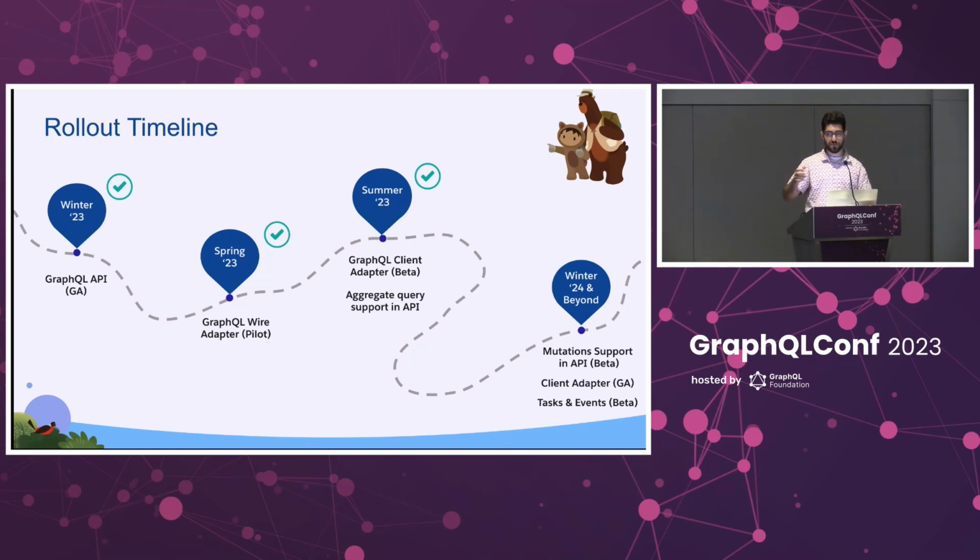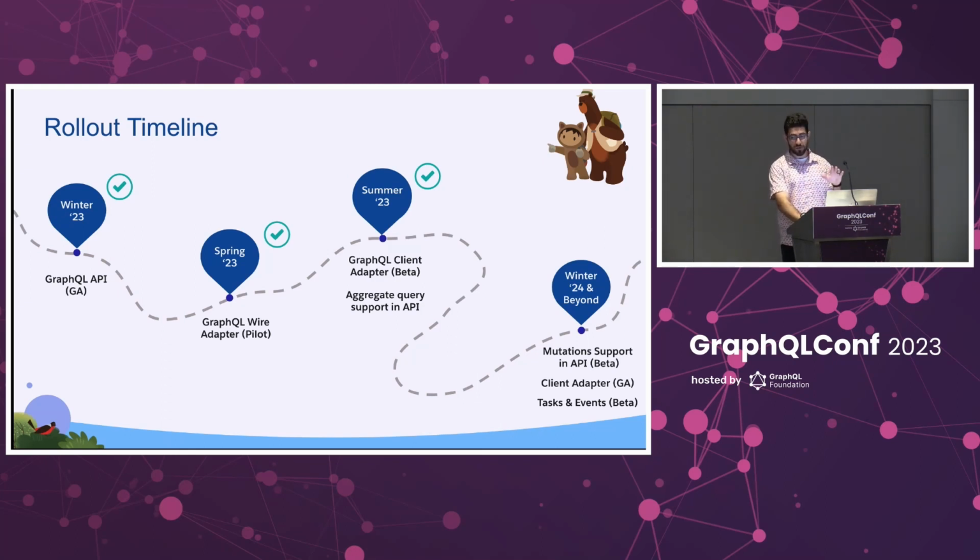So each release, we try to do a pilot, then the next release a beta, and then finally we GA. And we did the same process with the API. And so finally in winter 24, very exciting release. We have mutation support in the API. Our client adapter is going GA, and we have a couple of really important objects, tasks, and events that will be available from the API.